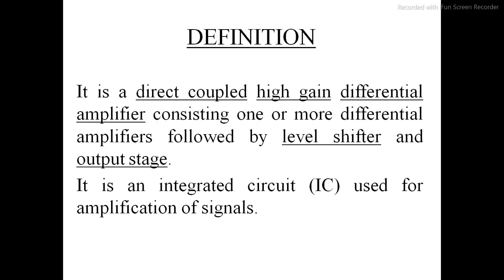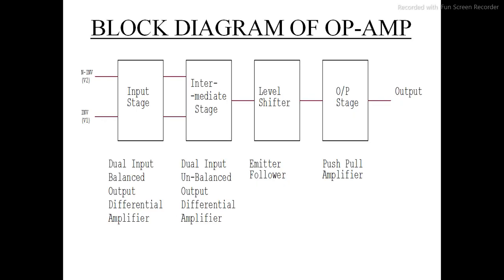So by definition, it is a direct coupled high gain differential amplifier consisting of one or more differential amplifiers followed by the level shifter and the output stage. This is a simplified block diagram of the op amp. It consists of 4 stages: input stage, intermediate stage, level shifter and the output stage. The detailed explanation of these stages will be in the next slides.